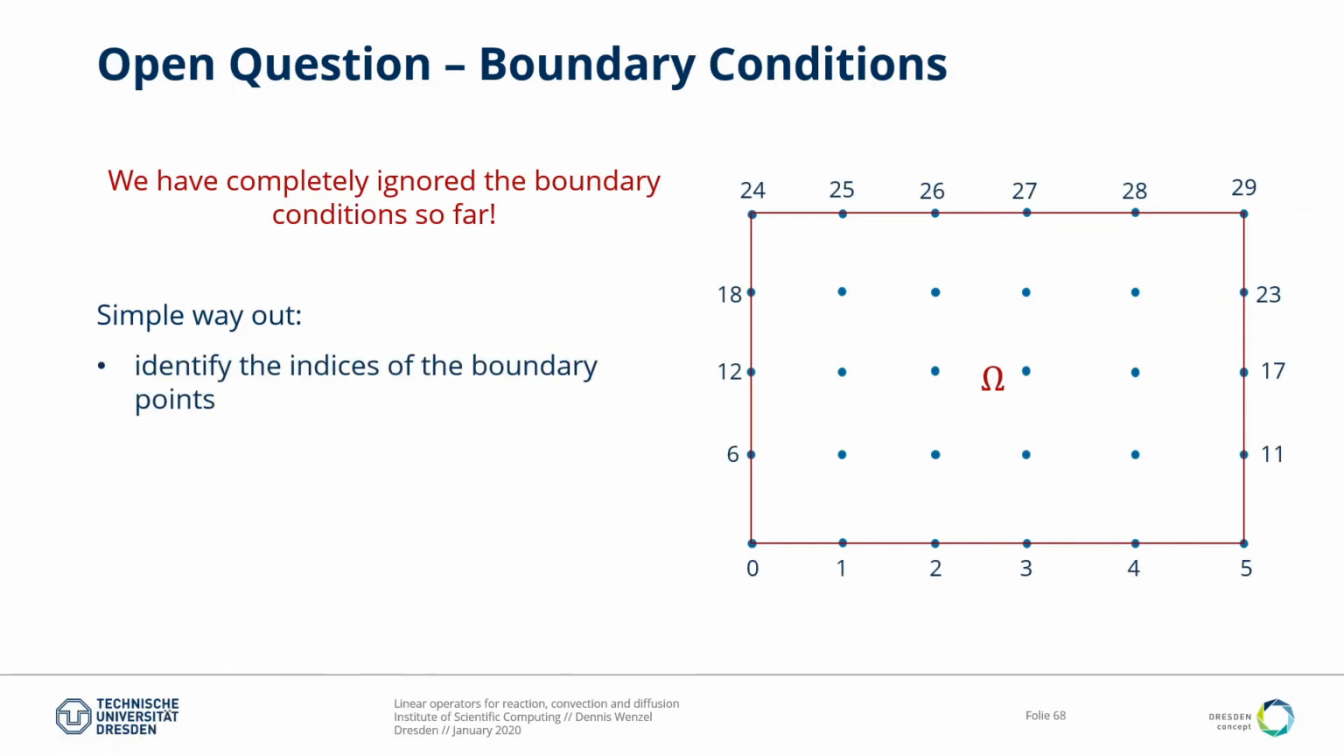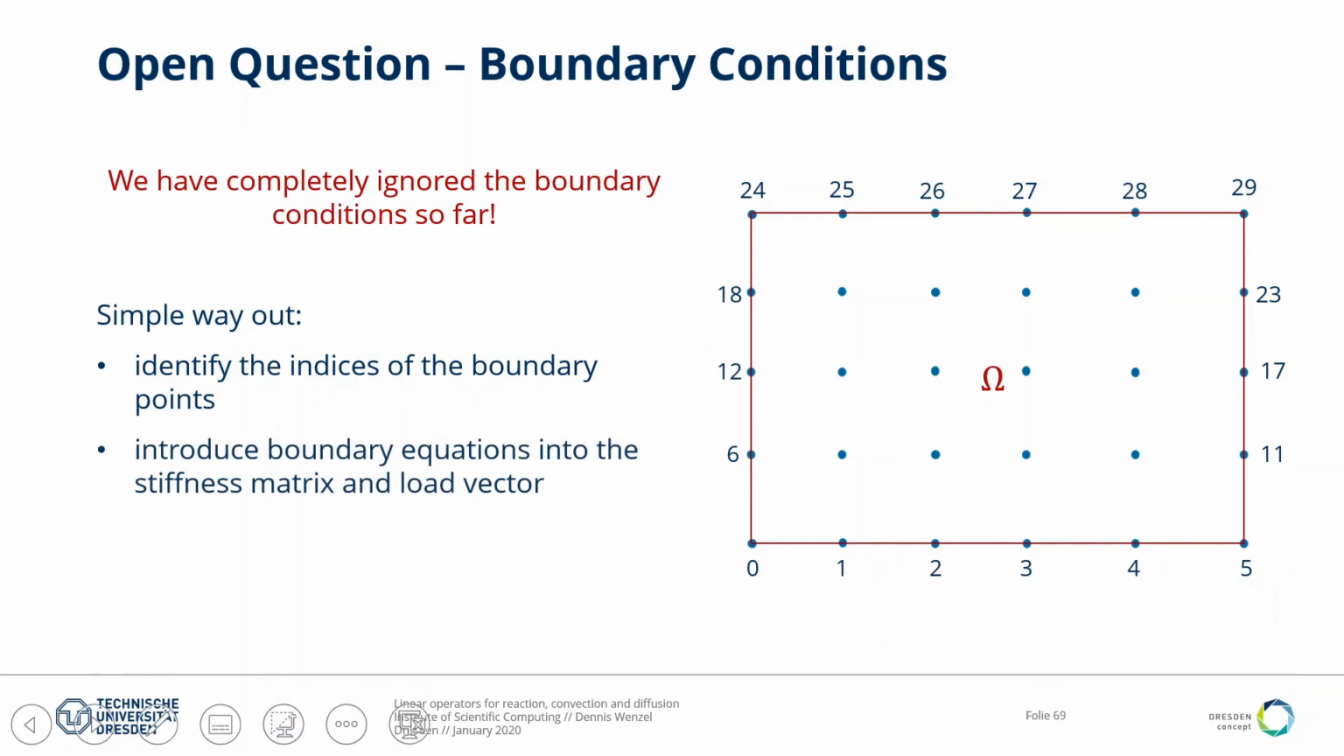So in this simple structured grid, it's quite easy to identify them. And then if you have them, you introduce boundary equations into your stiffness matrix and your load vector. That is something you have heard already when we talked about the finite difference method. And I can tell you at this point it's exactly the same way. So you want to include equations into your linear system that enforce the boundary conditions to be true.